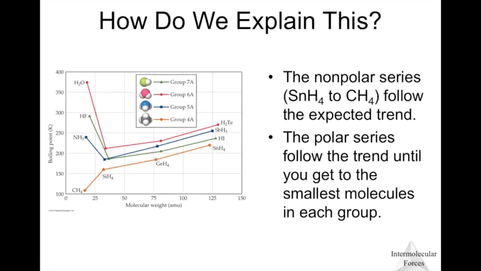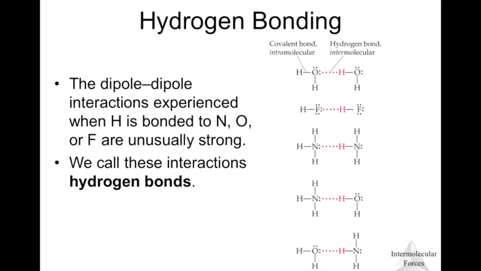Which brings us to kind of an interesting trend here. If you look at the non-polar series, these guys follow the expected trend. So we're looking at this guy right here. Right, so as you increase molecular weight, you get an increase in boiling point, which means you get increases in intermolecular forces. But the rest of these guys aren't doing that. You would expect these points to be all way down here, but instead they're way up high. So what's going on with these molecules? The smallest in the group actually have the highest boiling points.